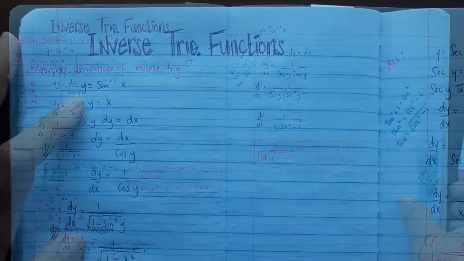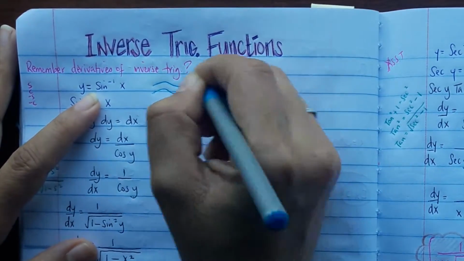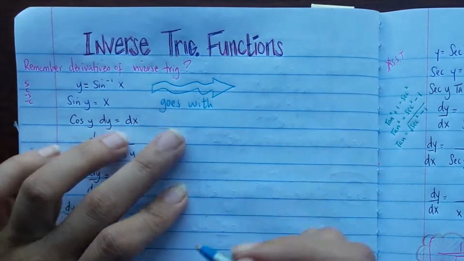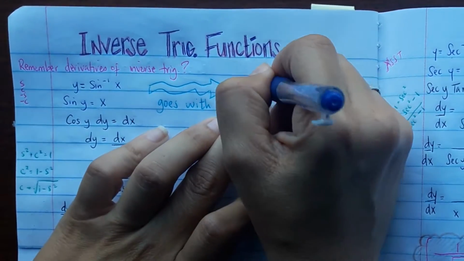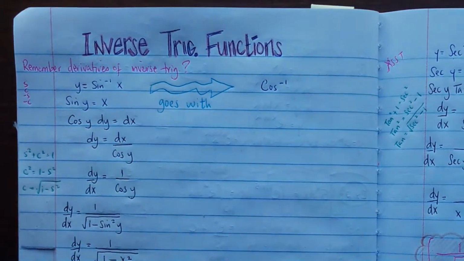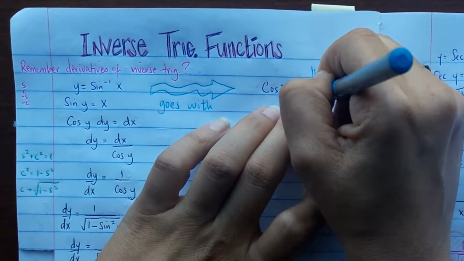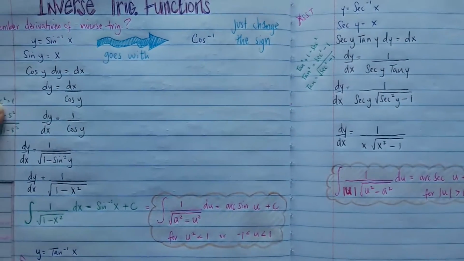Alright, so the key thing is once you know these three, you actually know the other three. So I remember that sine goes with cosine just because I remember derivatives and integration. So I always think sine goes with cosine. And all you're going to do in order to find the general formula for cosine, once you know the sine one, is just change the sign. So it's the exact same thing, just change the sign. This is a listening check. Circle the inverse of cosine.